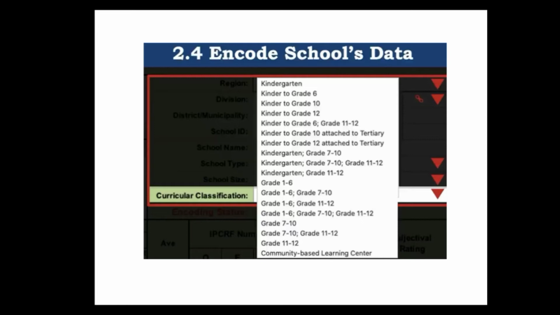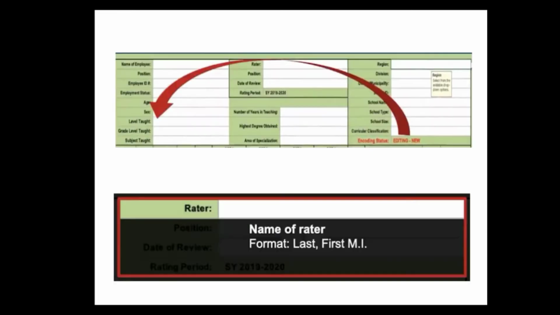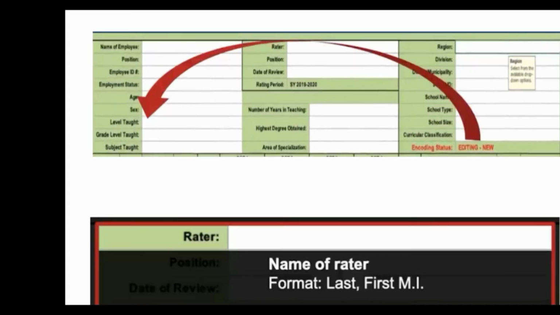Another crucial option is the curricular classification, because choosing this will directly affect another field that the rater needs to accomplish, for example, in the rates part, the subject level taught. So the selection of the curricular classification should be correct so that the rates data is also correct. As you can see, it will directly affect the level taught, grade level taught, and subject taught.